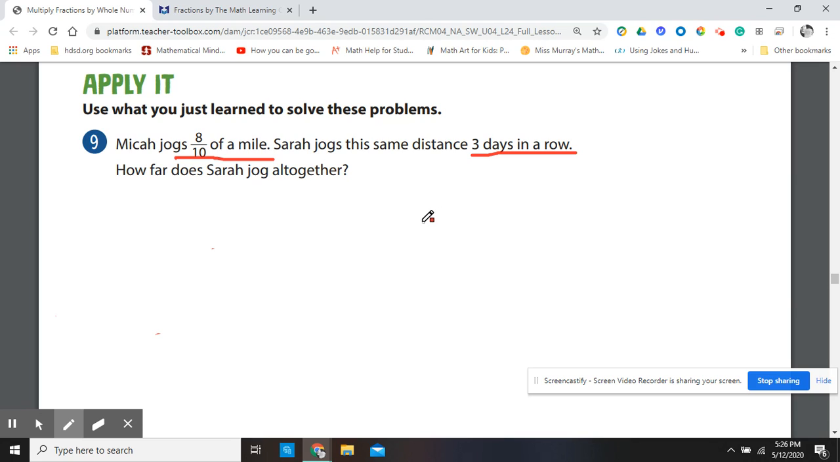Now, I told this to Miss Murray. I have Miss Murray look at my problems before I make my video, and she said there's no way that she would jog that amount of time. She's not much of a runner.